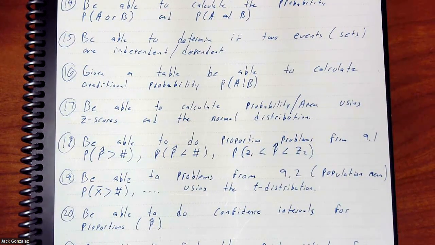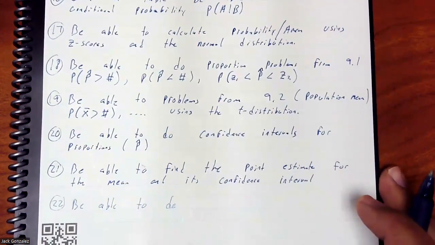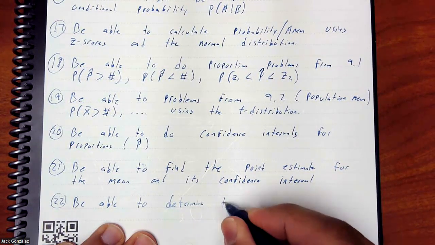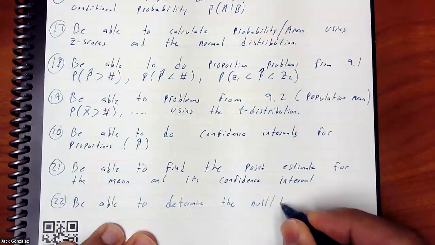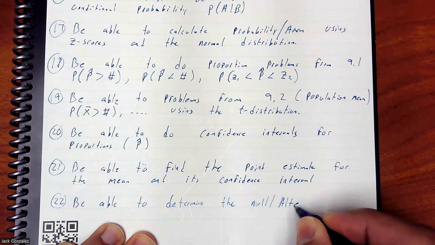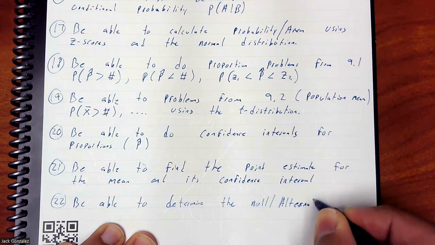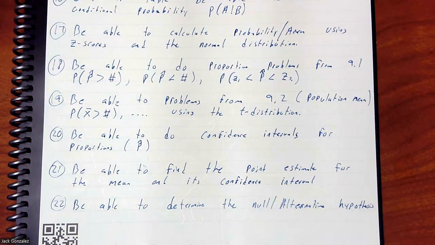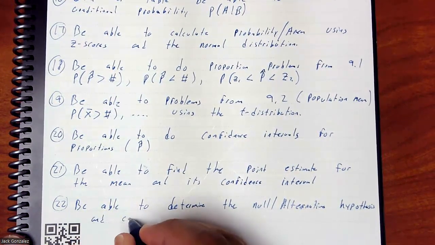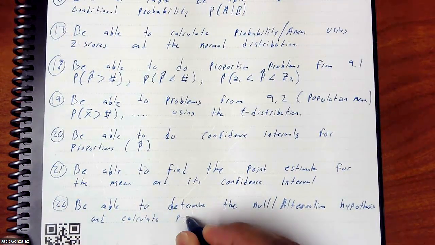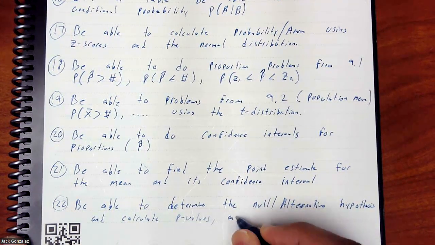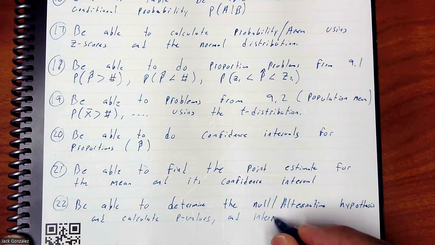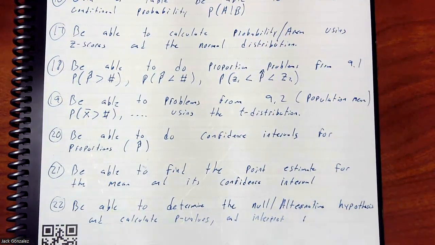Last thing, be able to, yes, sorry. Be able to determine the null slash alternative hypothesis and calculate p-values and interpret. You know what? I'll do that on the next page. I'm gonna space.